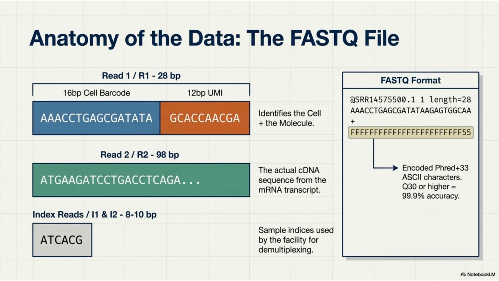The core data format is the FASTQ file. Read 1 contains the 16 base pair cell barcode and the 12 base pair UMI, which identifies the molecule. Read 2 contains the actual cDNA sequence from the mRNA transcript. Index reads are used for demultiplexing by the sequencing facility.